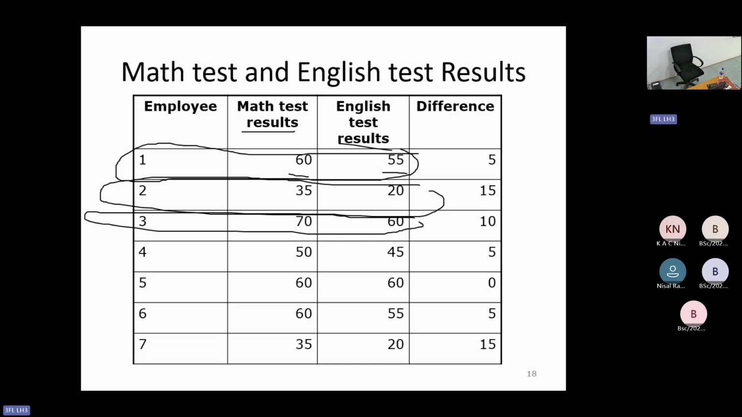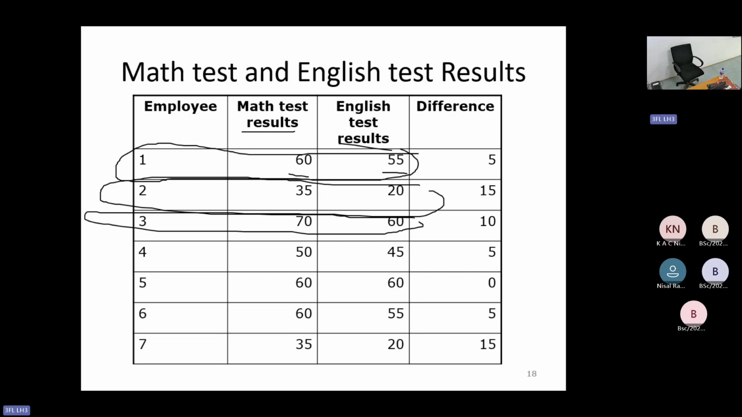You can see the same employee number 1 has done a math test as well as the English test. The first employee got a math test mark of 60, and the English test mark for the same employee is 55. Then number 2: math test is 35 and English test result is 20. So it's the same employee who has done both.